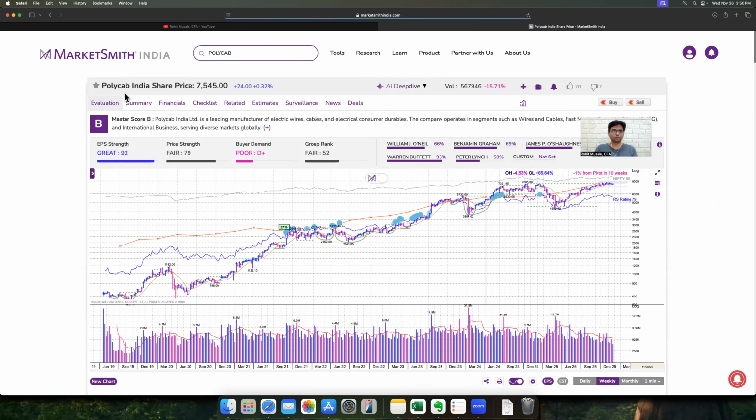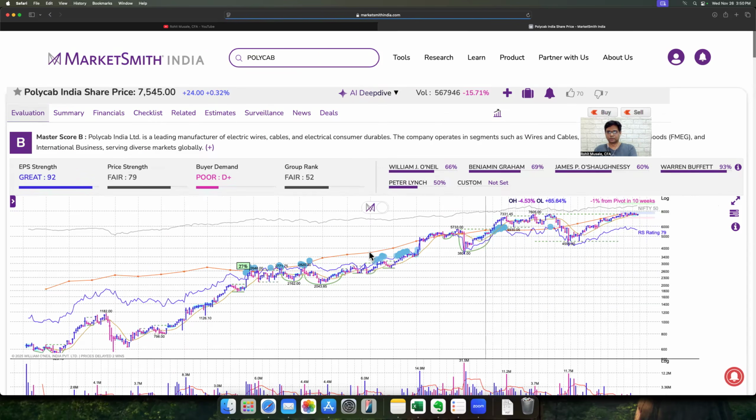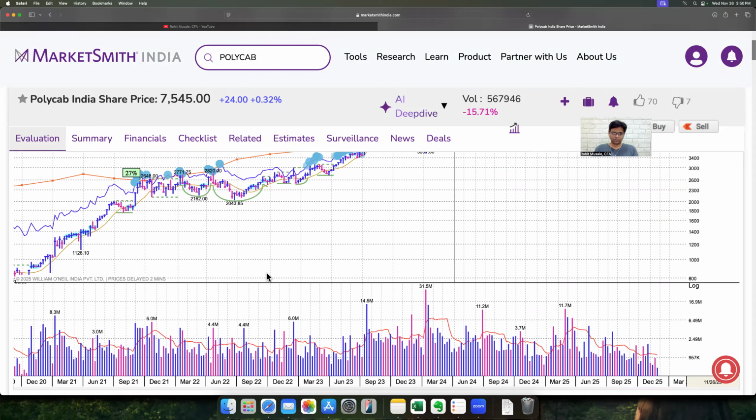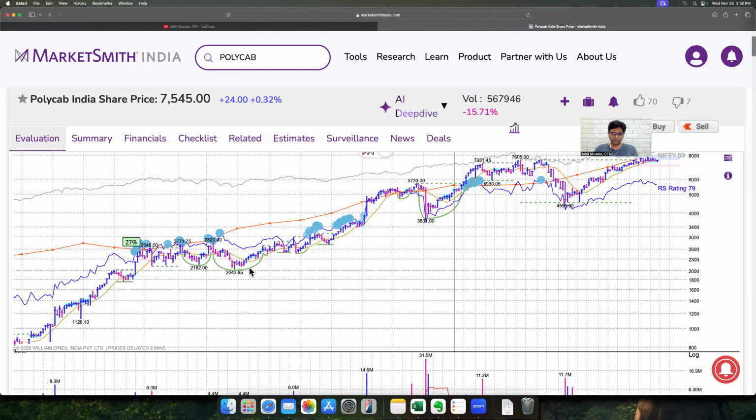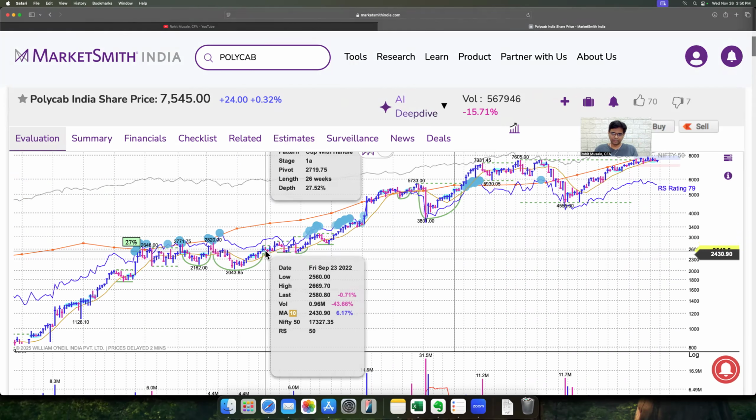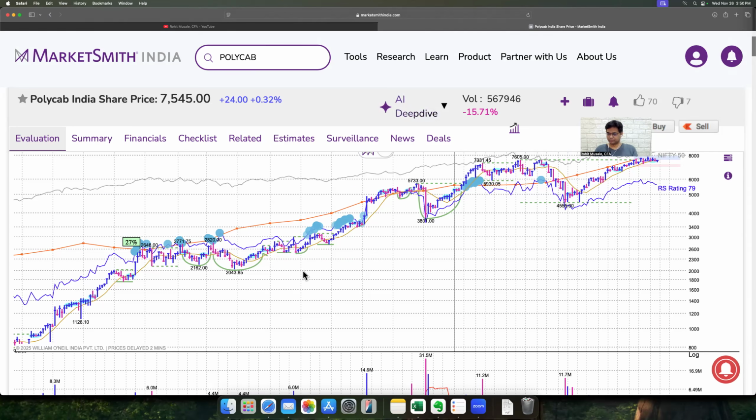Let me type Polycab. So this is a chart of Polycab India. Don't consider this as some recommendation or something. Just giving an example to you. This is how a cup with handle looks like. So let me zoom in on this. You see this green cup with handle, this round thing, and then the handle. If I click here, it tells you the pivot point, which is 2719.75. That's the buy price.